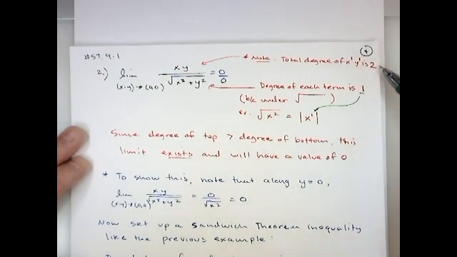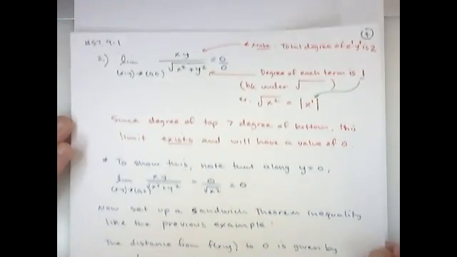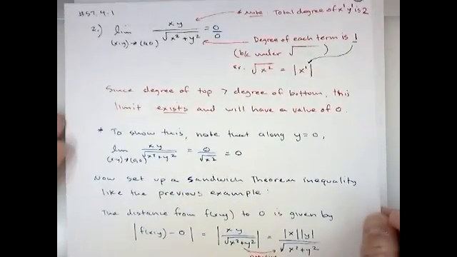Since the degree of the top is bigger than the bottom, I know that this limit actually will exist. I don't need to bother checking a whole bunch of paths trying to show the limit doesn't exist, because it actually will exist and it will have a value of 0.